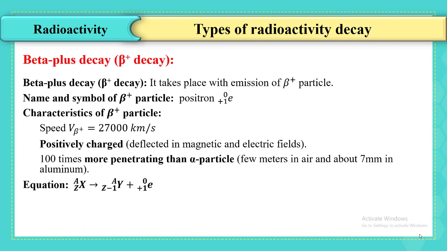The general equation of beta plus decay is given here: atom X decays into atom Y with the emission of a positron. Nitrogen-13 is a beta plus radioactive element. It decays into carbon-13 with the emission of a positron.